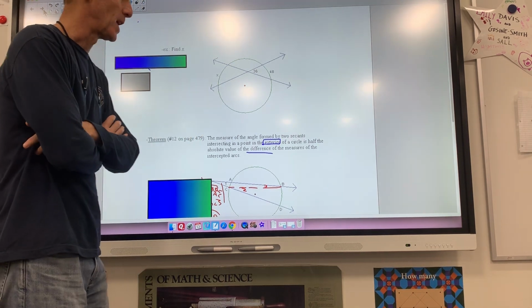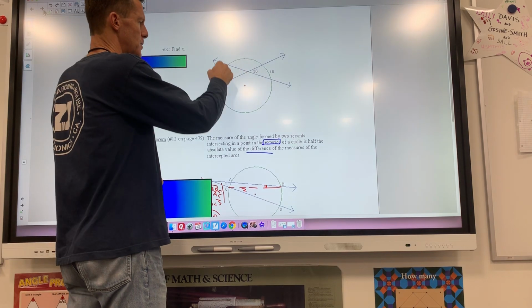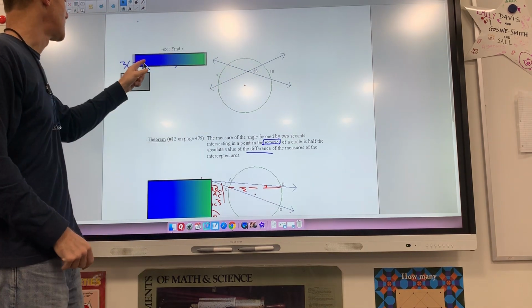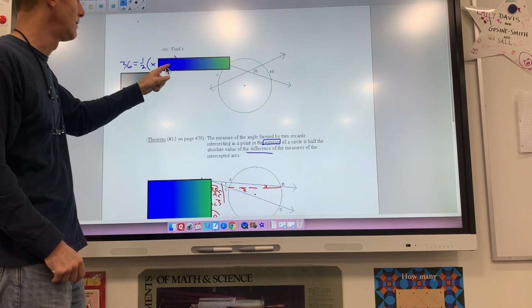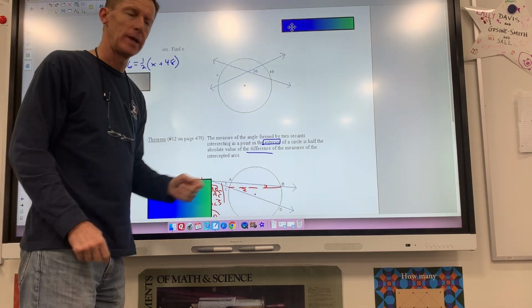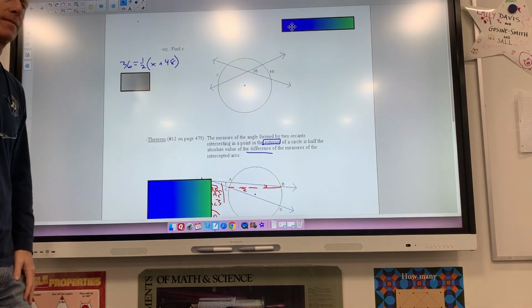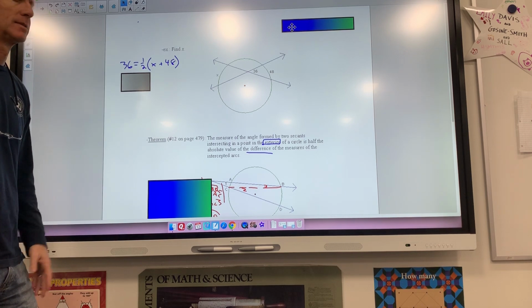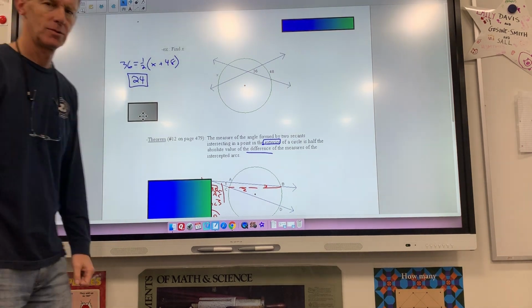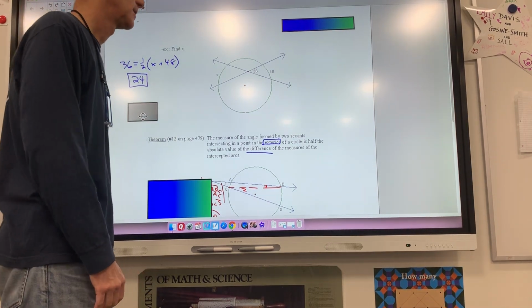Okay, well, isn't 36 going to be equal to half the sum of this plus this? So 36 is equal to half of the sum of x plus 48. Solve for x. 24. Okay, good.